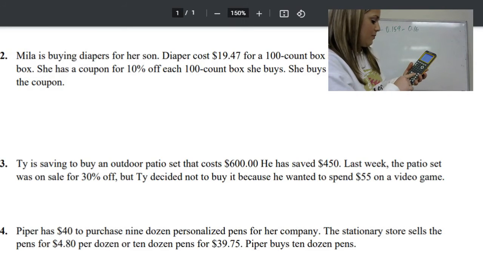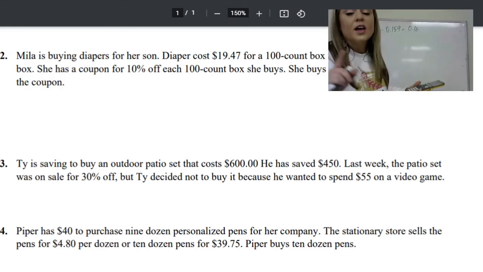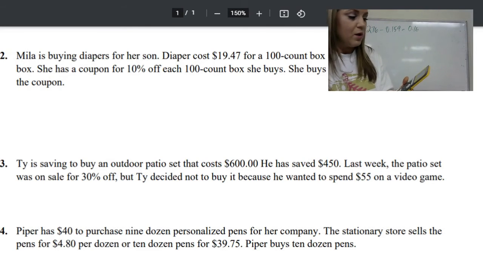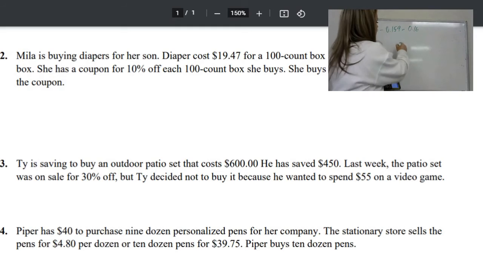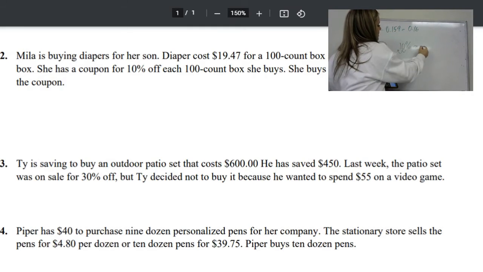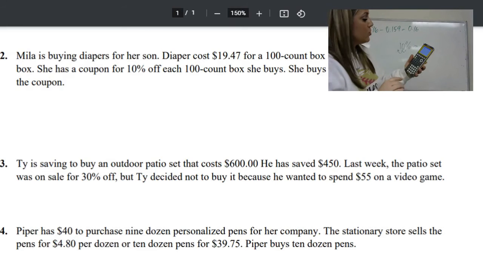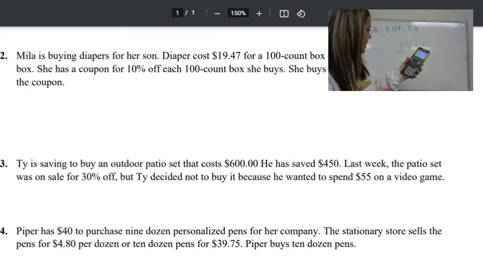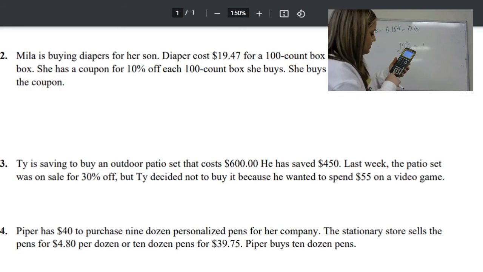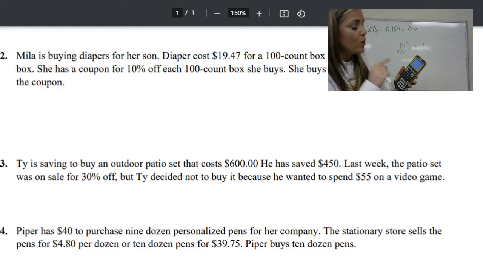So let's find out how much 10% of $19.47 is. We're going to multiply $19.47 times, and remember, we can't multiply by a percent with money. We have to change it, so it ends up being 0.1. So we do 19.47 times 0.1, and we get 1.947.